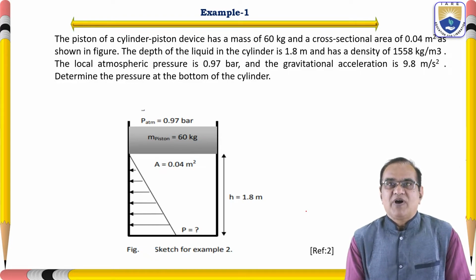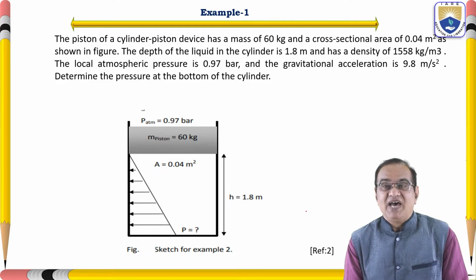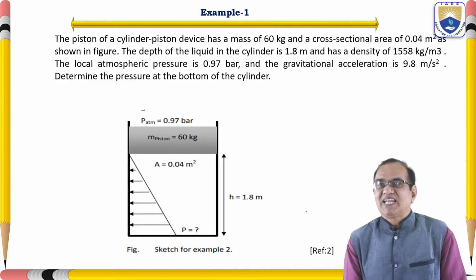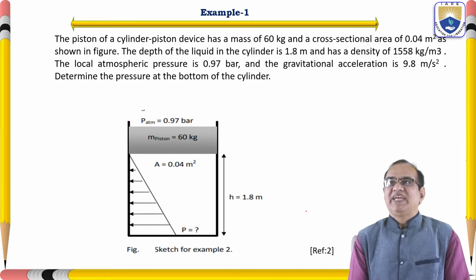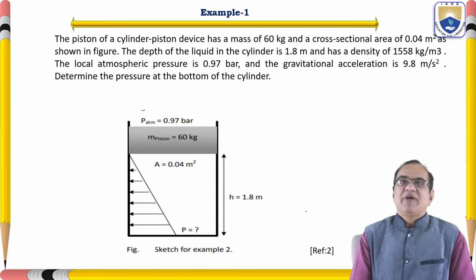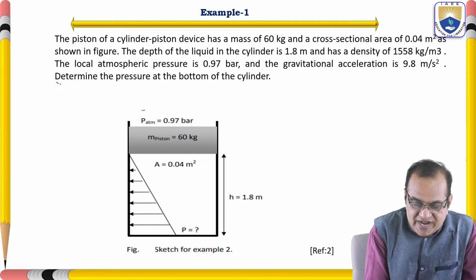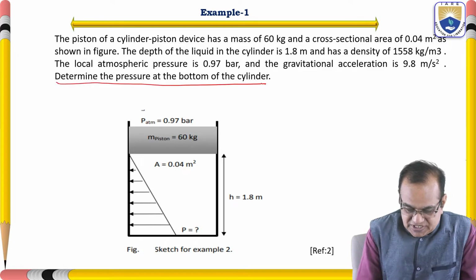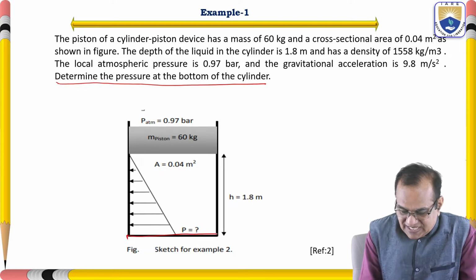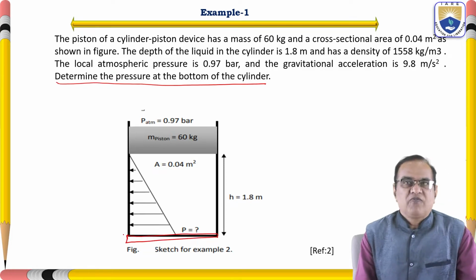The local atmospheric pressure, P atmosphere, is given as 0.97 bar, and the gravitational acceleration G is given as 9.8 meter per second square. Determine the pressure at the bottom of the cylinder. So we have to find out the pressure at the bottom of the cylinder. How much pressure is there? This we have to find out.